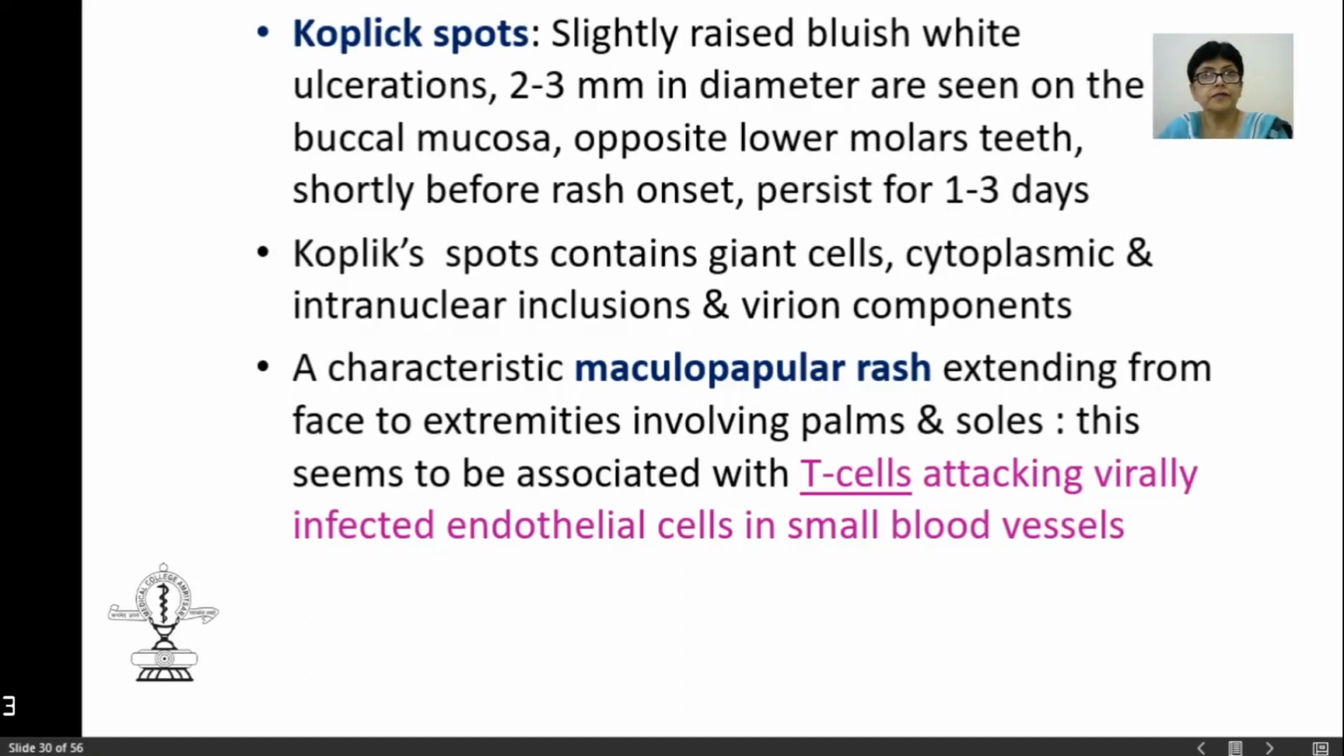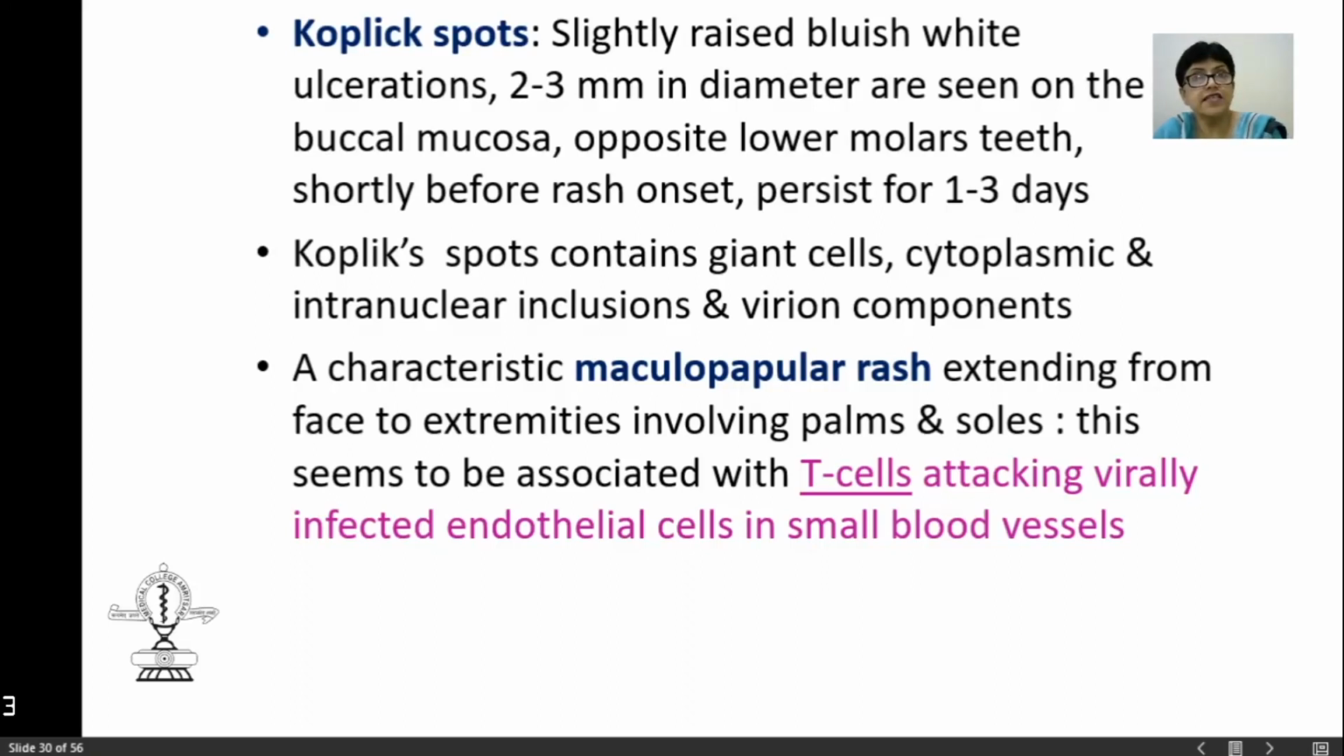Now, this maculopapular rash characteristically starts behind the ears, goes to the forehead, through the face, and then spreads downwards to the body. This will remain for around 7 to 10 days, or maybe 6 to 7 days, and then it will later disappear in the same order in which it appears, and this will disappear with desquamation.